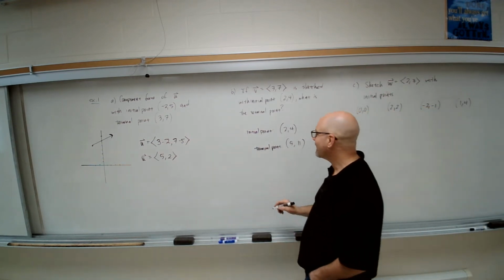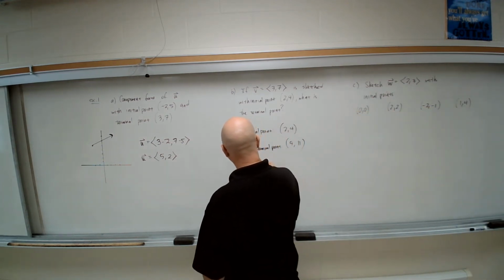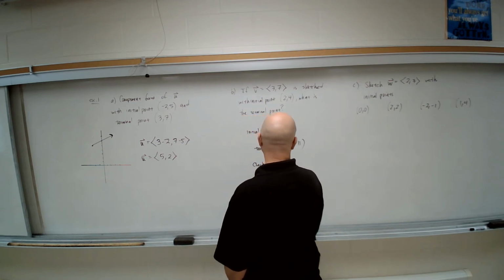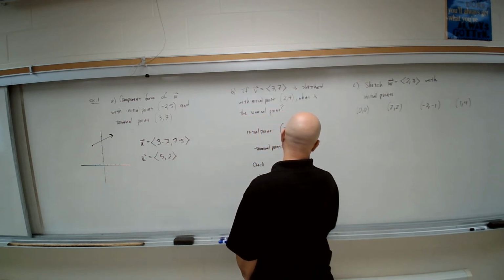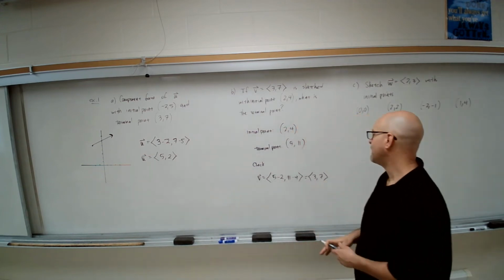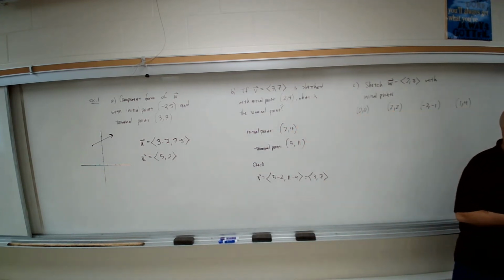Now to check that, if you think about the vector v, it should be 5 minus 2, and then 11 minus 4, which would be <3, 7>. So it checks out that way. But that's all we're doing. It's just this idea of movement.